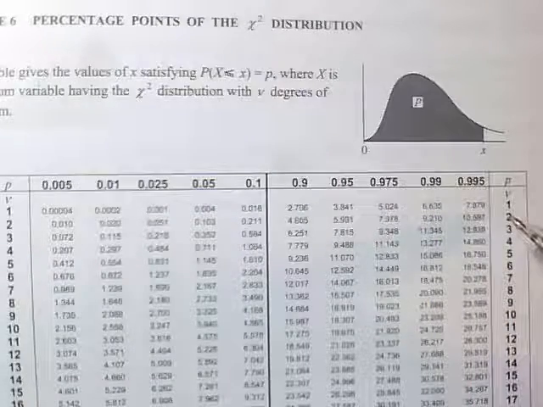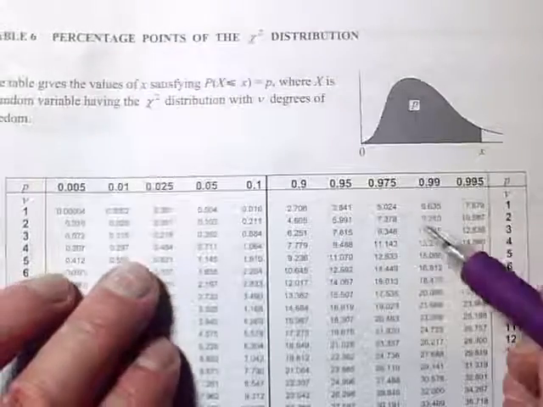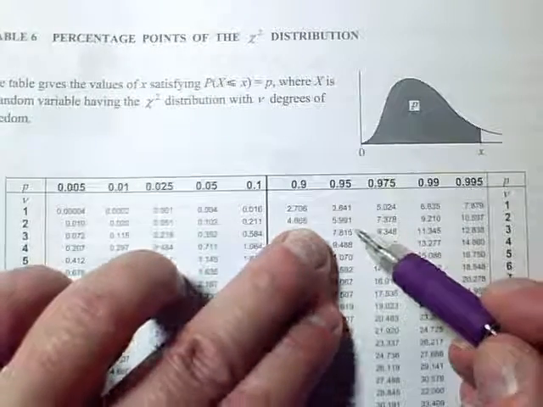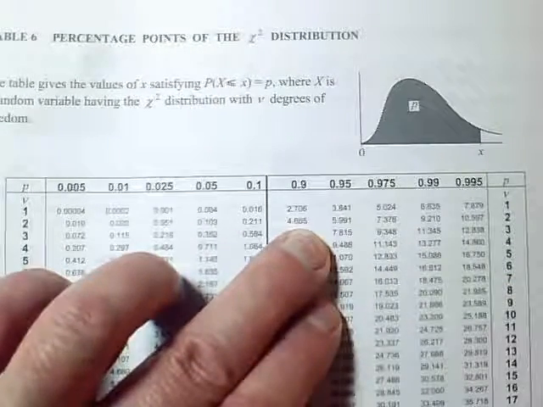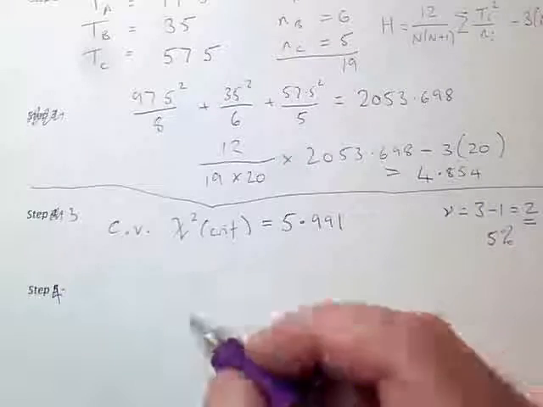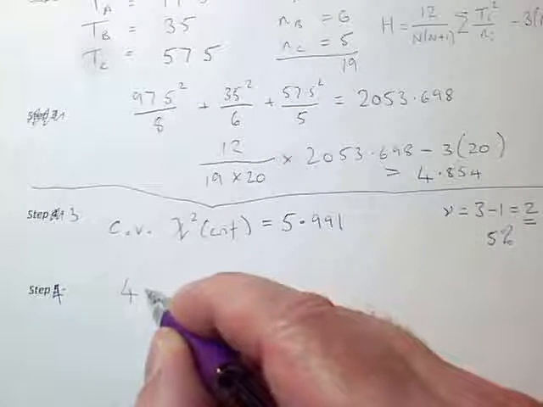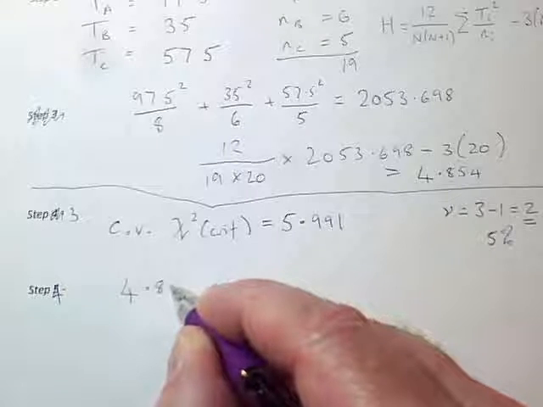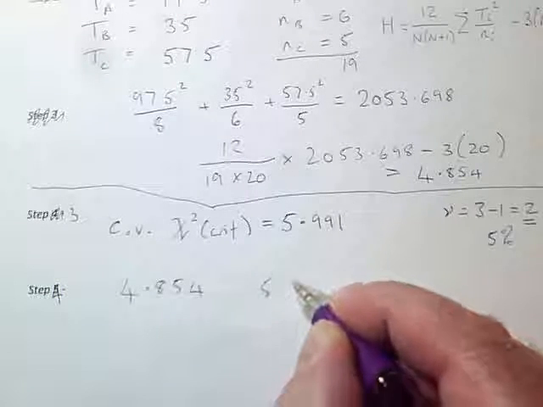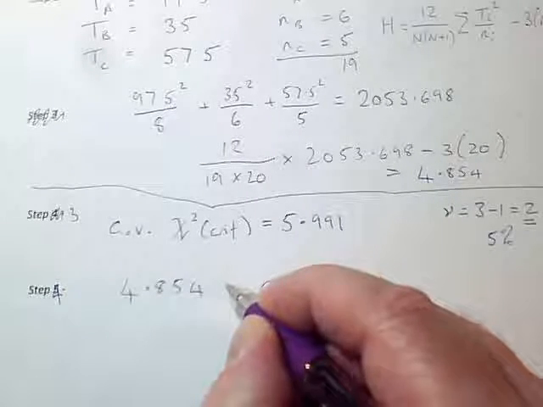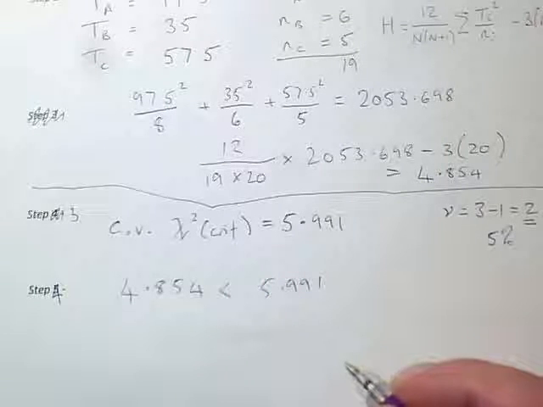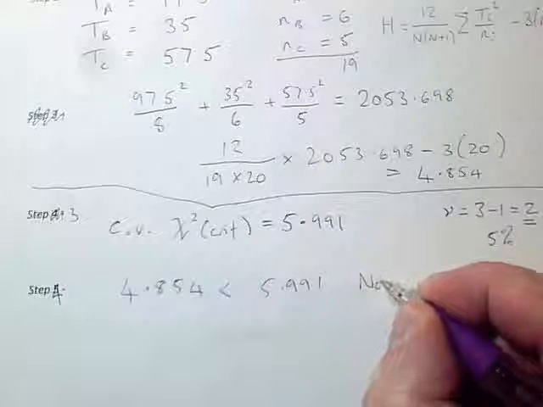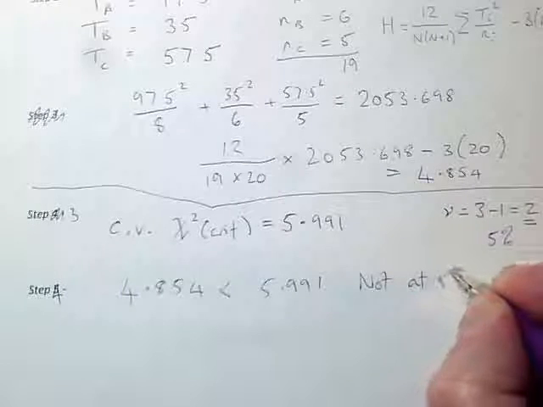My degrees of freedom is 2, so the value that I need from the table is this one here, 5.991. So my comparison is going to be between my test statistic of 4.854 and 5.991. This is clearly less than, and that means this is not significant. So this is not significant at the 5% level.